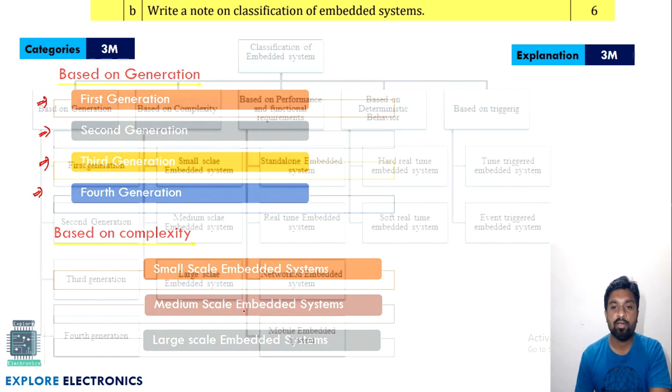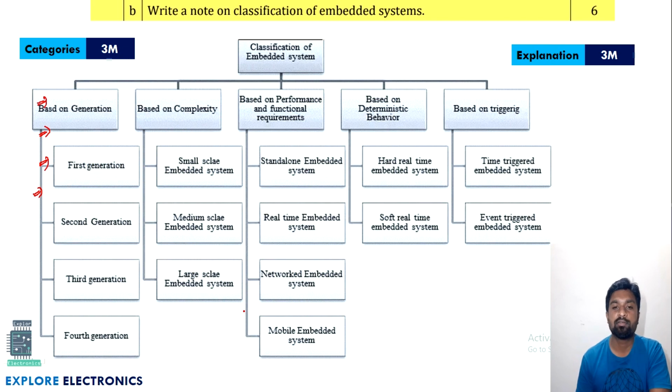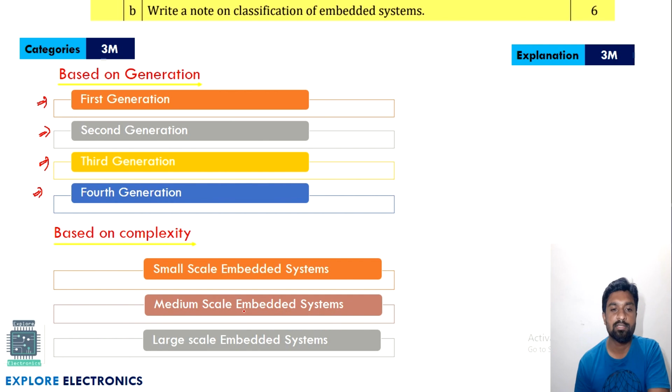You can also write the in-detail classification, but they are not expecting this. You just write based on generation as well as complexity. For 6 marks, write two lines of explanation for first generation, second generation. You just give what is the bit size of a processor which can be handled in the first generation and give an example. Similarly for the second, third, fourth generation. Similarly for the small scale, medium scale as well as large scale.